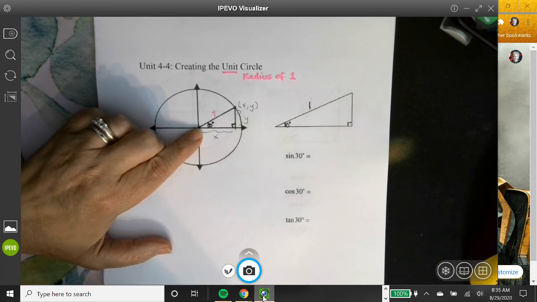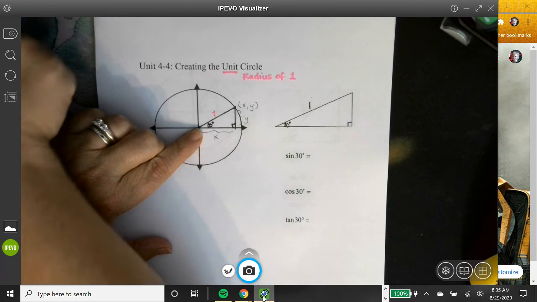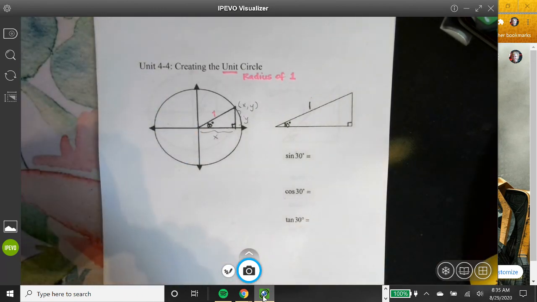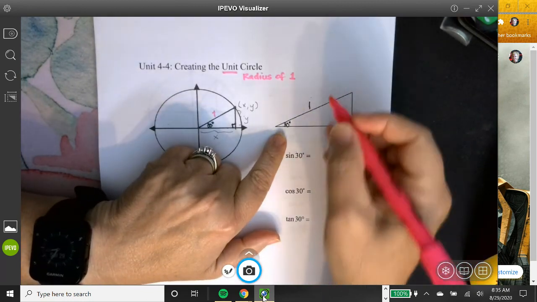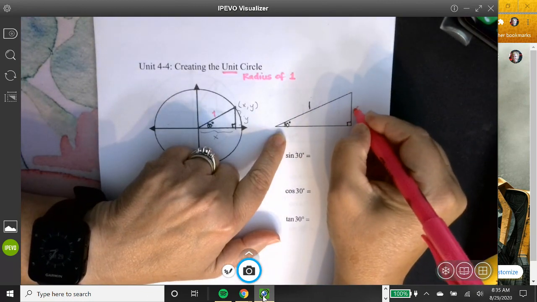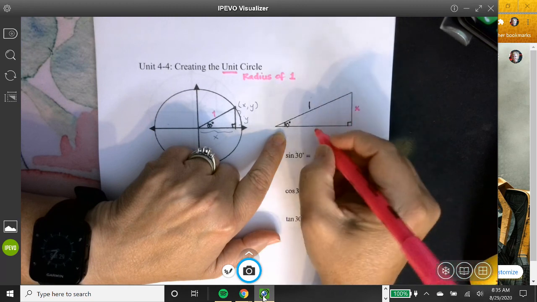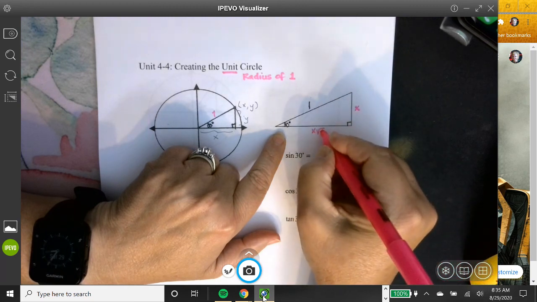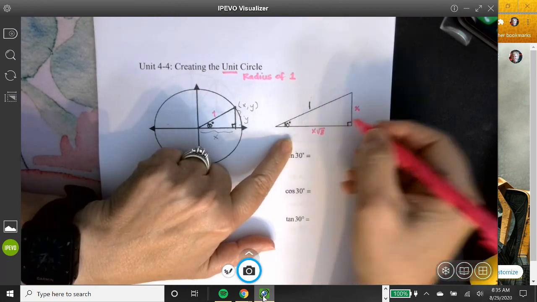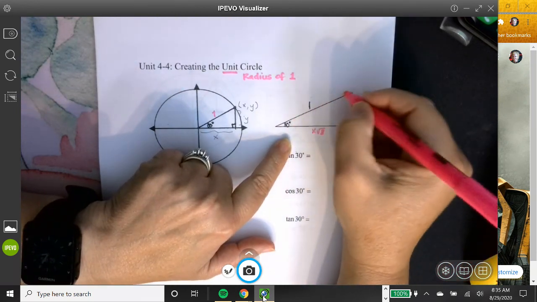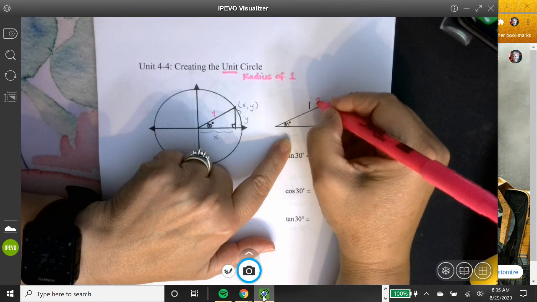So what is the relationship between the sides of a special right triangle that's 30, 60, 90? Well, the side opposite the 30 we usually call x. The side opposite the 60 we call x root 3. Now this x is different than this x here, obviously. This is just the relationship between the sides here. And then the hypotenuse is always 2x.